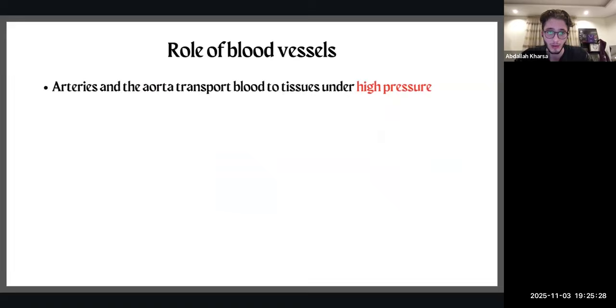Okay? Let's move on. Let's talk about the role of each blood vessel. I mean, what each blood vessel does, whether it's an artery or vein or arteriole or whatever. We said the aorta and the arteries transport blood to the tissues under high pressure. This is because they have high velocity. Does this make sense?